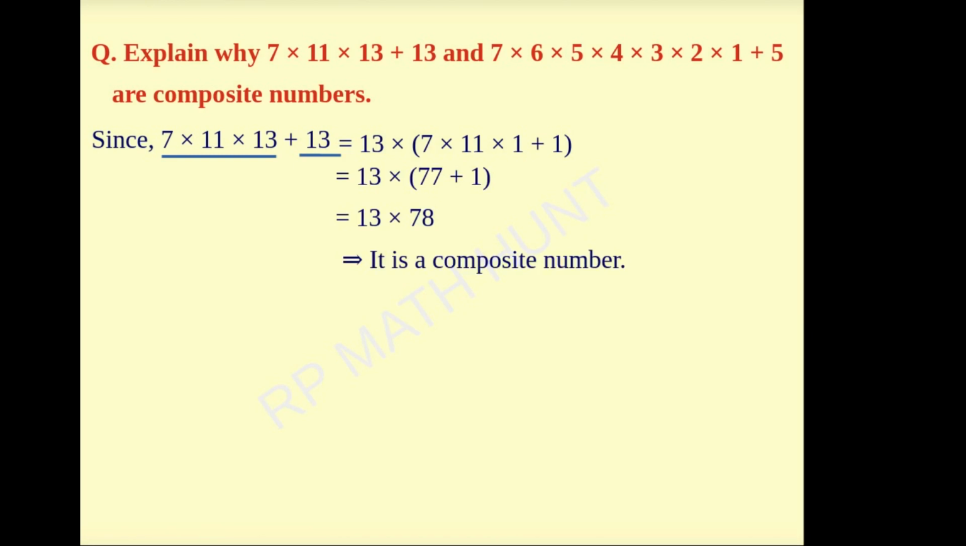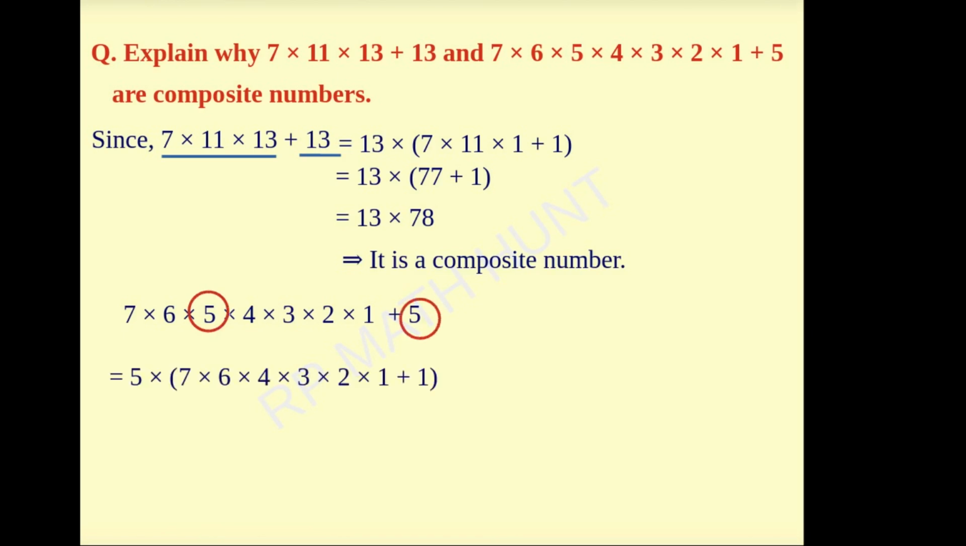Now take 7 into 6 into 5 into 4 into 3 into 2 into 1 plus 5. Here 5 is the common factor. Take common 5 into the remaining terms 7, 6, 4, 3, 2, 1 plus 1. That is equal to 5 into, here you multiply all of them, 1 into 2 into 3 into 4 into 6 into 7, which is 1008, plus 1, that is 5 into 1009. So it is also a composite number.